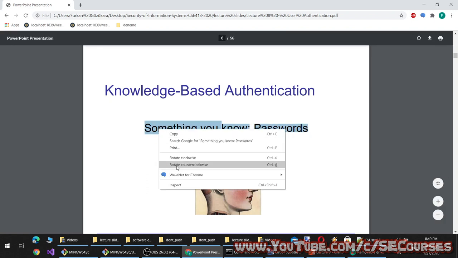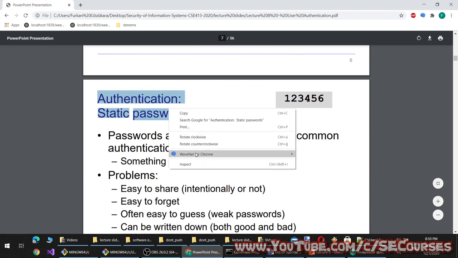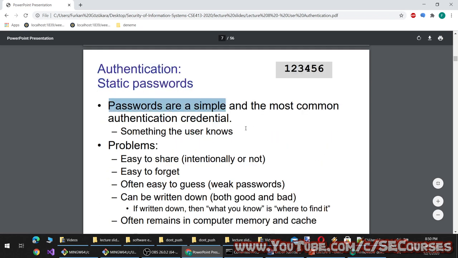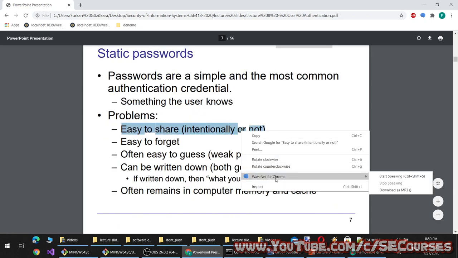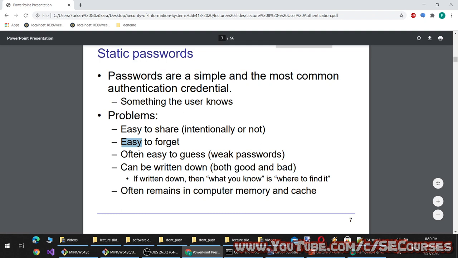Knowledge-based authentication. Something you know, passwords. This is the most common way of authentication, as we know. Static passwords are a simple and the most common authentication credential. Something the user knows. So what problems are there for password authentication? Easy to share, intentionally or not. Easy to forget. Often easy to guess, weak passwords. This is really a problem.